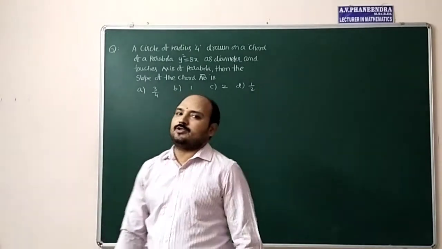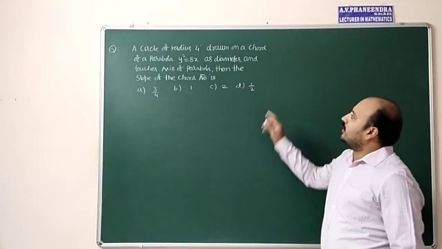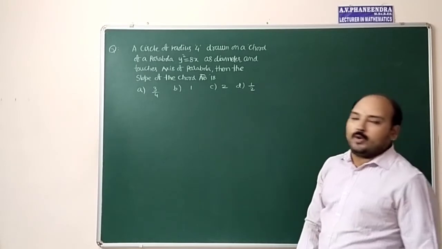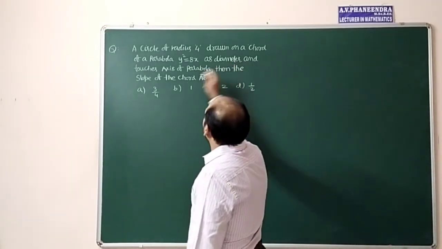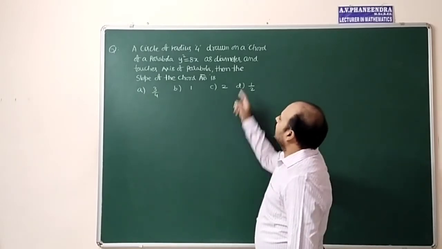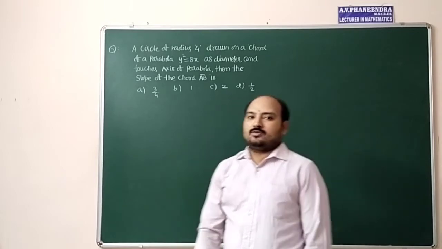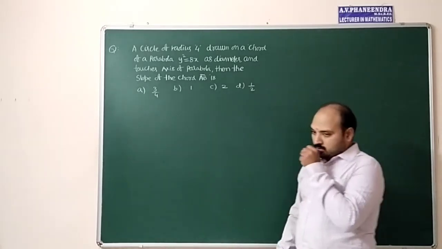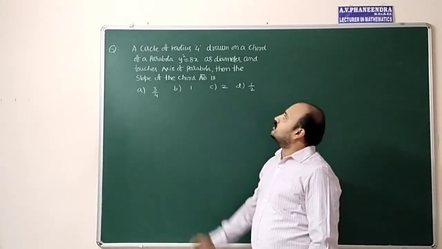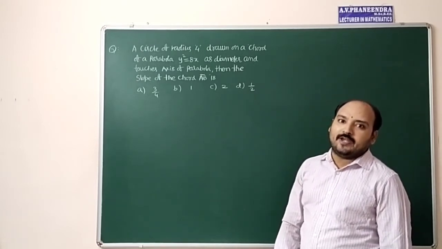The next question, dear students. A circle of radius 4 drawn on a chord of the parabola y square equal to 8x as diameter and touches its axis, that means the axis of the parabola, then the slope of the chord AB is. So, a circle of radius 4 drawn on a chord of the parabola y square equal to 8x.